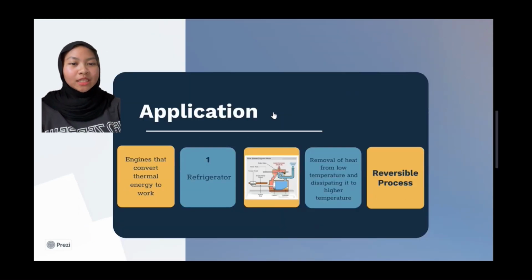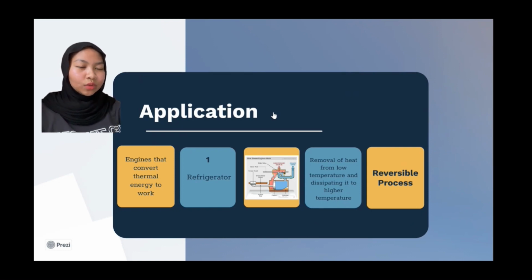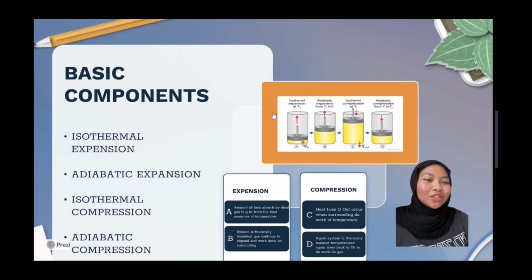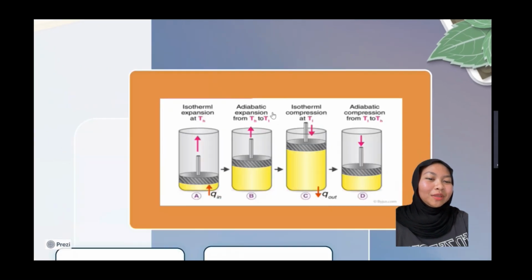So the application of the Carnot cycle is an engine that converts thermal energy to work. An example is a refrigerator. It removes heat from a low temperature and dissipates it to a high temperature. So it is a reversible process. It has 4 basic components: isothermal expansion, adiabatic expansion, isothermal compression and adiabatic compression.